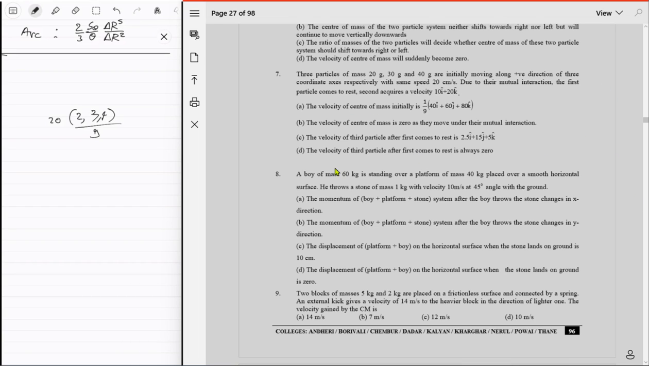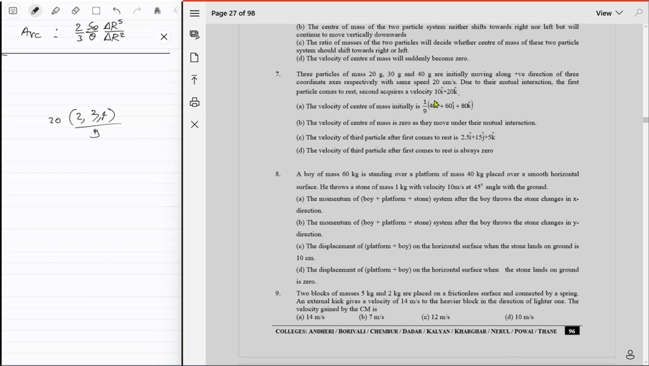It seems the velocity of third particle after first comes to rest is always zero. Huh? Third particle after the first comes to rest. So first at rest is always zero. What do you mean by always zero? Isn't this like a specific case? Oh, okay. It doesn't matter what the velocity of the second one is. No, that's just wrong. Not always true. Definitely not always true.